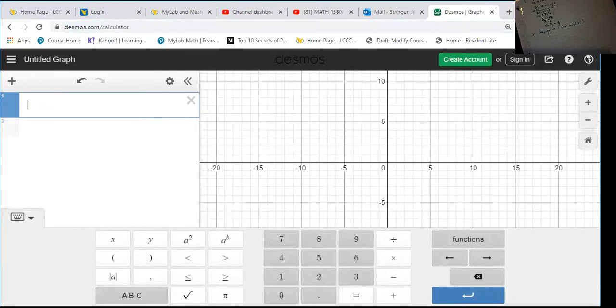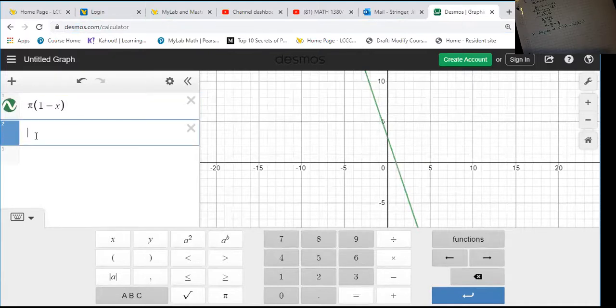So what I have on the left side of the equal sign is pi, parenthesis 1 minus x. And you can type this in with your keyboard as well. So that gives me the graph of that. So I'm going to go down, I'm going to type the right side of the equation in. So that's 0.6, I'm just going to put 0.6. It's the same thing. Parenthesis 3x minus 1.